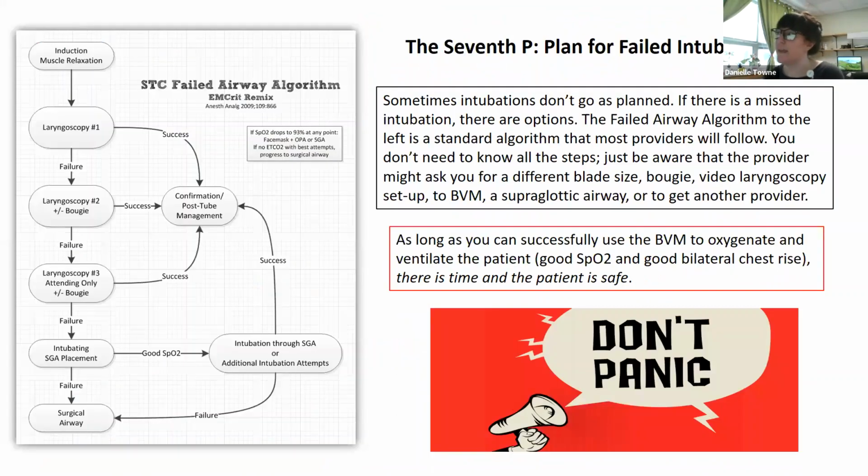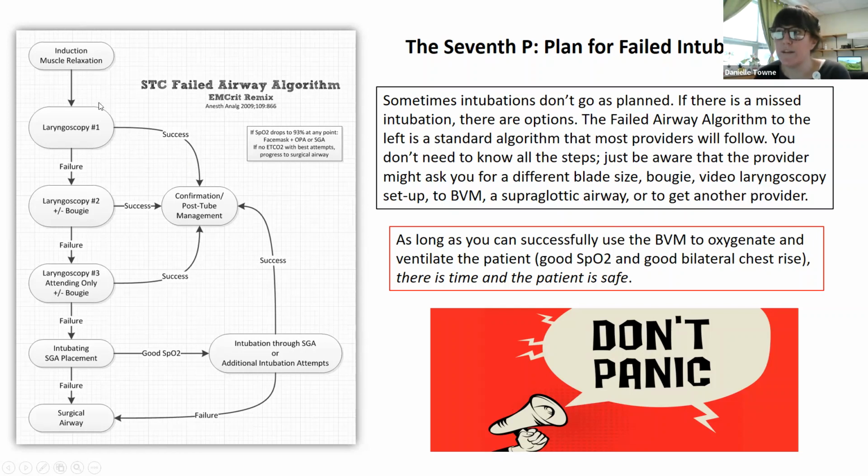All right, our 7th P is our plan for our failed intubation. So this is if we have to actually use that plan. So sometimes intubations don't go as planned, right? You have this is how it's going to be, and that's what we strive for, but then things happen. And so if there's a missed intubation, there's lots of options. The failed airway algorithm that's right here is just kind of a nice way for providers to be able to work through their different attempts.